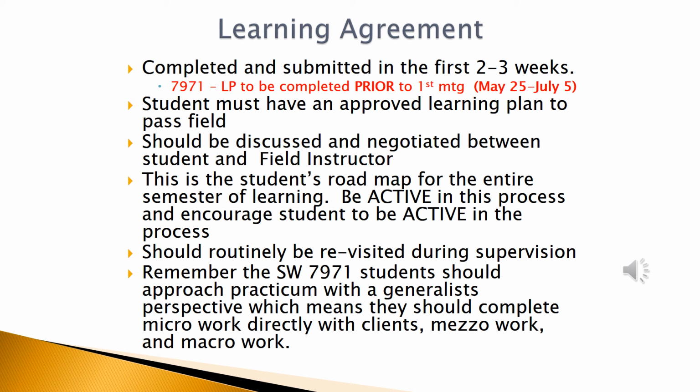Remember that students in 7971 are approaching their learning plan and their practicum with a generalist perspective. So they are expected to get experience in micro, meso, and macro in all levels of the agency. They have just a little bit of depth, but across a wide variety of agency roles and duties. So they should have some basic assessment and resources with direct clients.